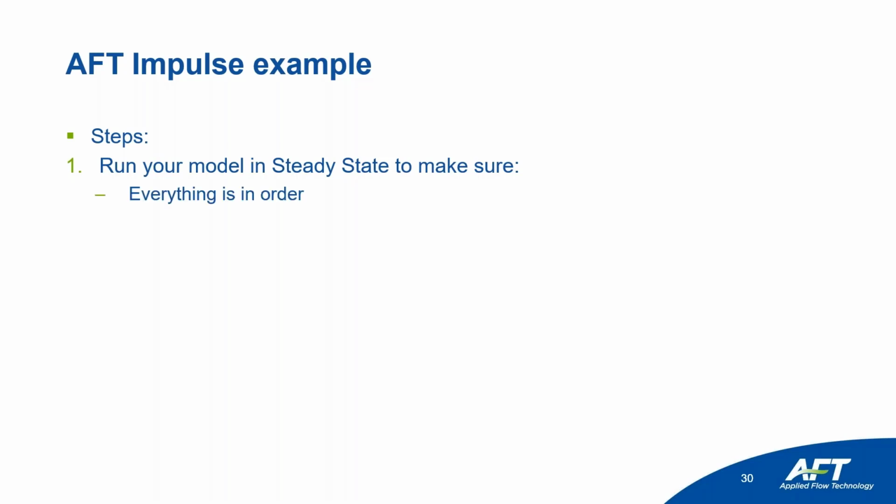So step one, when you do your model, run your model in steady state to make sure that everything is in order and there's no possible source of artificial transient. These steps are important for any Impulse model. You have to make sure that the steady state makes sense and there's no source of artificial transient, because artificial transient will not let your AFT Impulse model run.